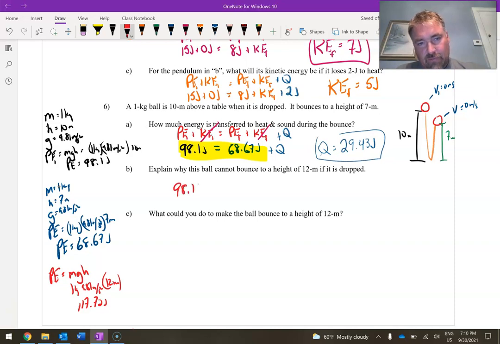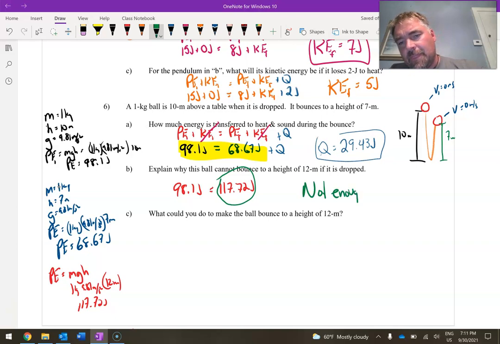So I started off with 98.1 joules, that was my initial. It now has come to 117.72 joules. This is not possible. Okay, it's impossible. This number, and I'll circle this here, can never be bigger than my initial. It can't happen. That means that the work lost to friction would have to be negative. So somehow friction, heat, and sound would have to go into it in order to make that happen. So there's not enough initial energy.